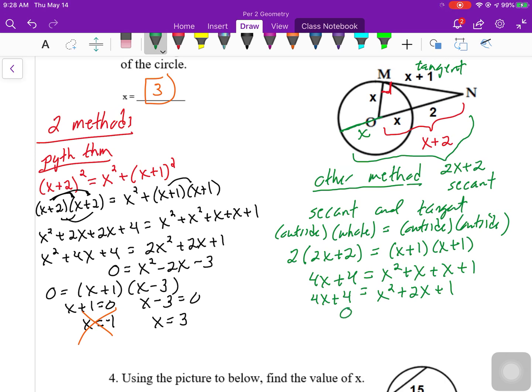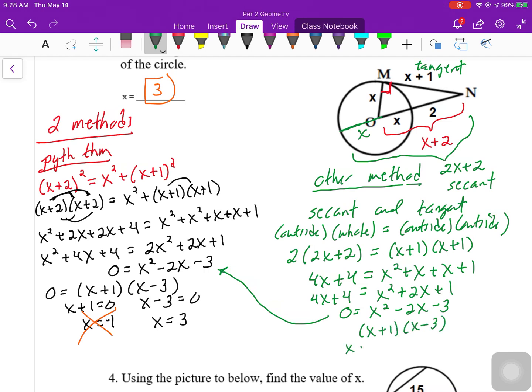So we have 4x plus 4 on the left. We have x squared plus 2x plus 1. We need to get 0 on one side, so we'll subtract the 4x, and we'll subtract the 4. And you can see that now it looks just like what we had there. So finishing it, we would get x plus 1, x minus 3. Setting those equal to 0, we end up with the same two answers.